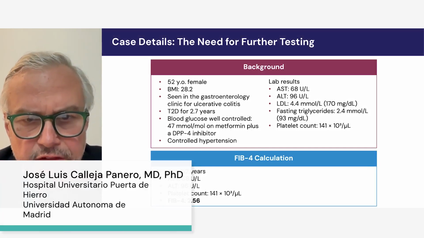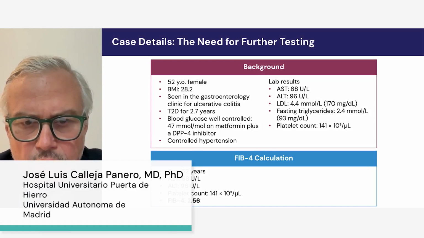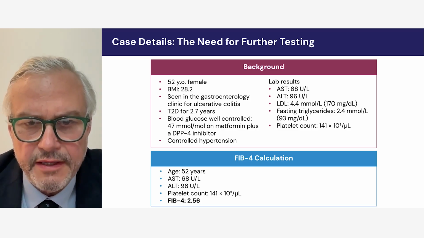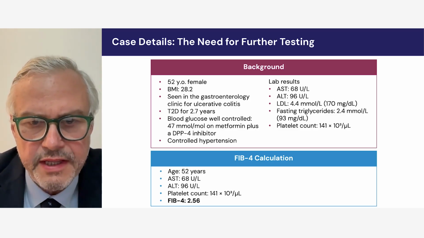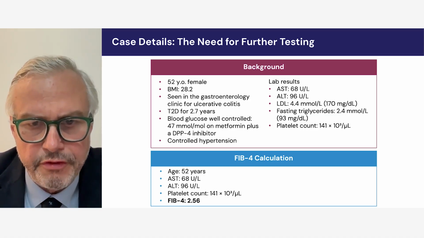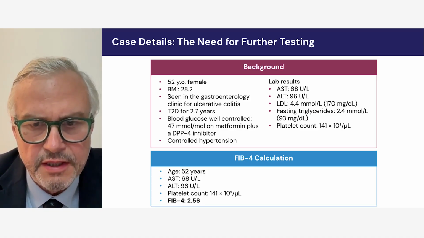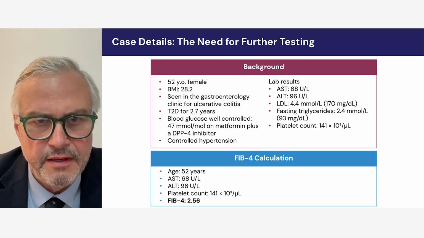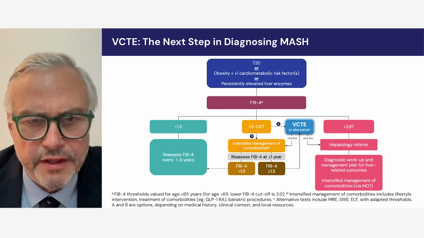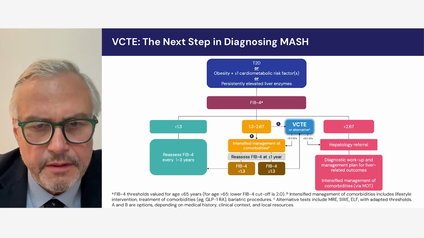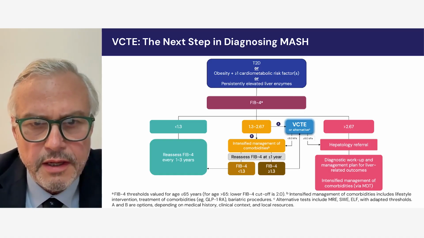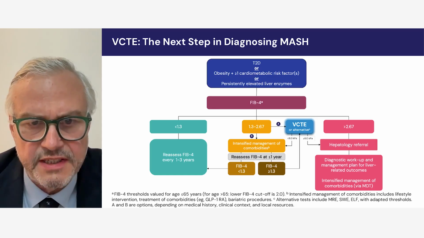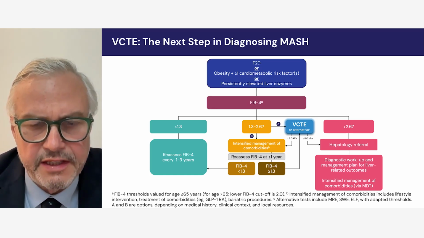So after this FIB4 calculation, with a value of 2.56, we are in the intermediate range, and we need further testing to confirm the presence of steatosis and especially refine the assessment of fibrosis. If we look to the algorithm, the second step is to use other technology like vibration controlled transient elastography or other alternative tests.